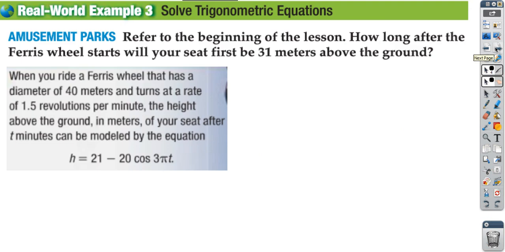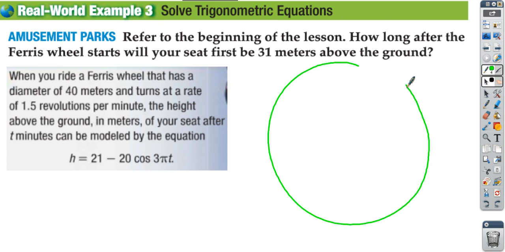Alright, this one's a little bit more basic. It's not really using identities, just using a word problem. So this talks about a Ferris wheel that has a diameter. Let's see if I can draw a Ferris wheel here. Here's a Ferris wheel. It has a diameter of 40. And I'm not going to try to draw the seats. You can use your imagination.